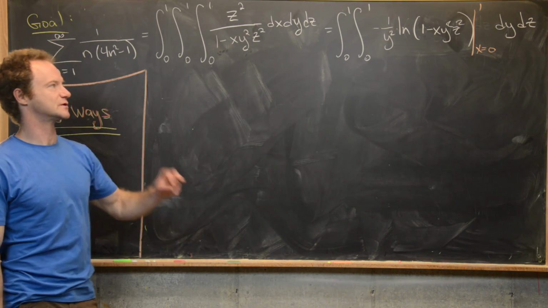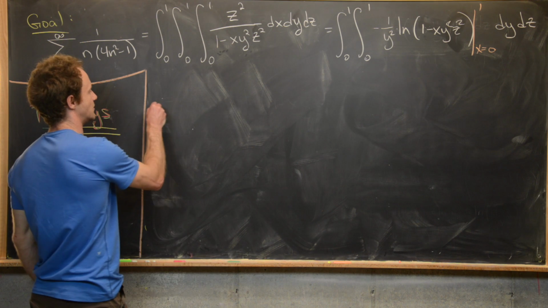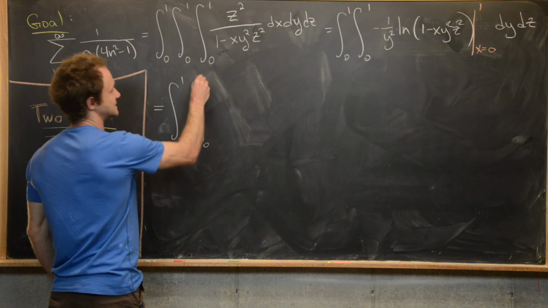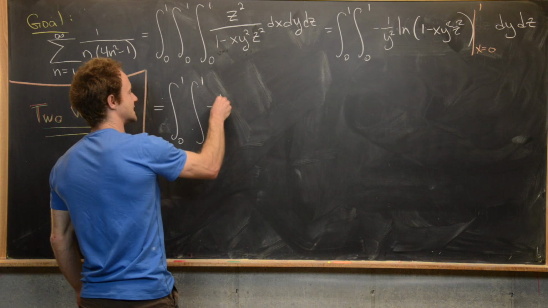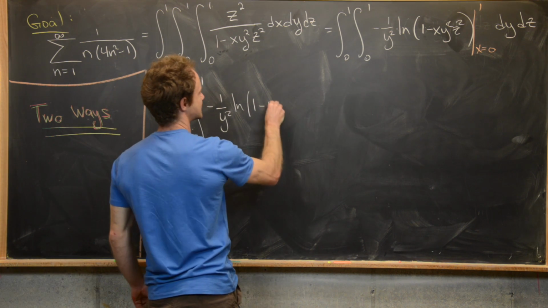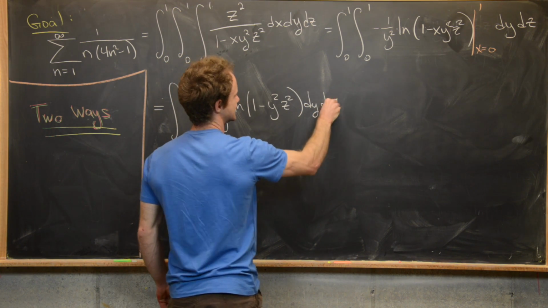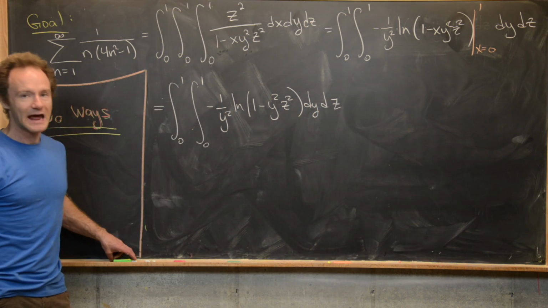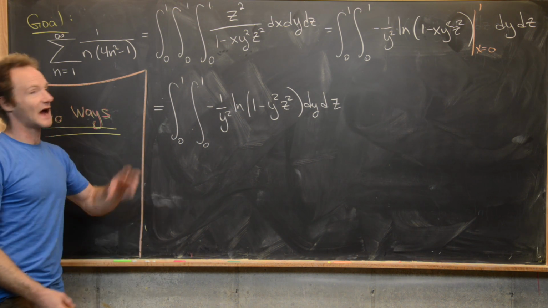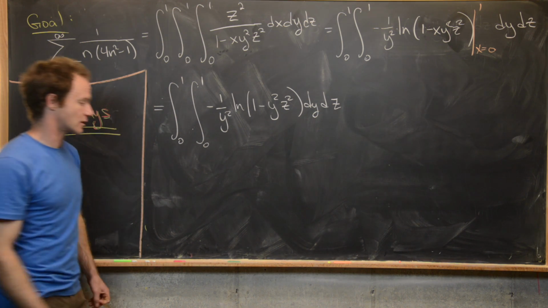If we plug in x equals 1, that just replaces all the x's with 1s and gives us our double integral. So this will be the double integral 0, 1, 0, 1 of minus 1 over y squared, and now we have the natural log of 1 minus y squared z squared, dy dz. And now it's not super obvious what order we should do the last two integrals in, but I checked both ways and I think this dy dz order is a little simpler.